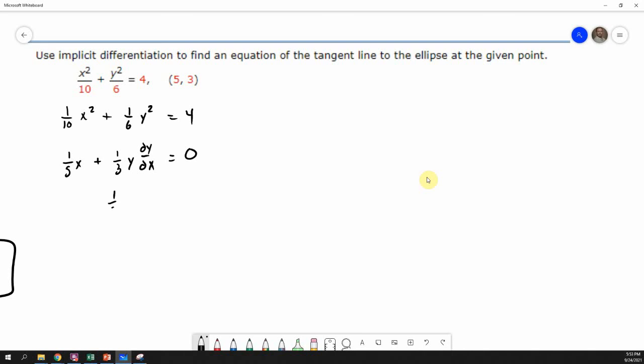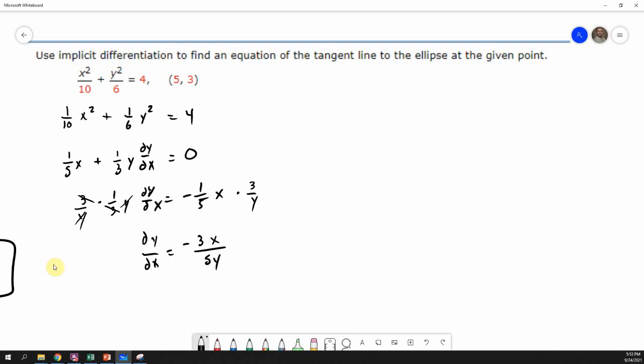So we're going to move the x term over, make that negative 1/5 x, and then we're going to multiply by 3 over y. That way the 3's cancel out and the y's cancel out. So we wind up with dy/dx, that looks like dx, doesn't it? Equals negative 3x over 5y. And we've got our x and our y up here, so this is just negative 3 times 5, over 5 times 3, negative 15 over 15, or negative 1.